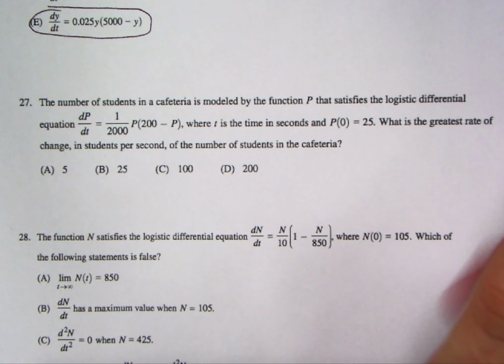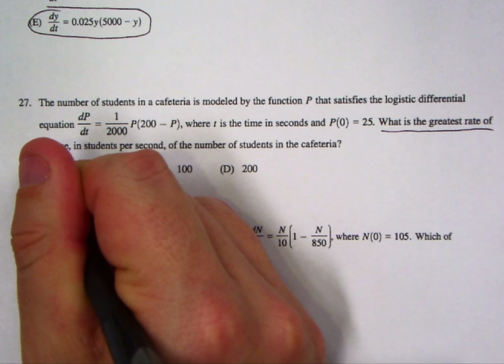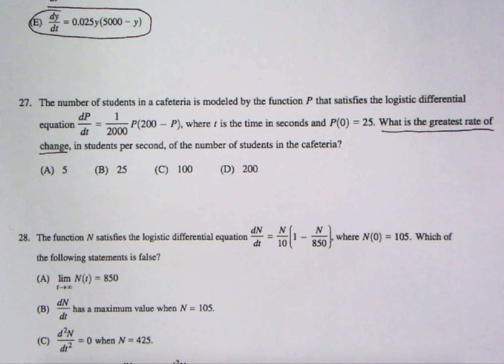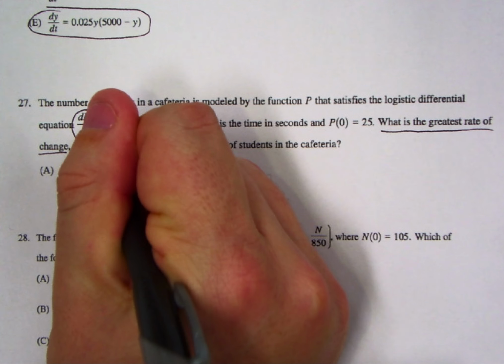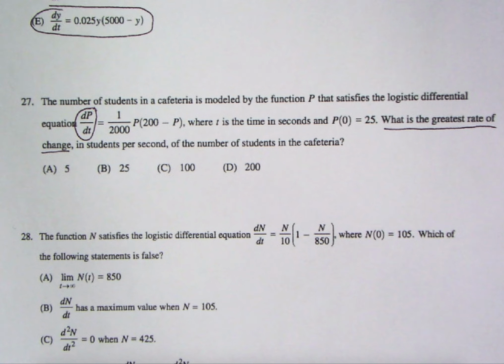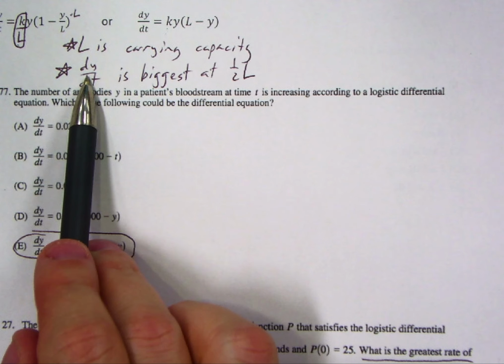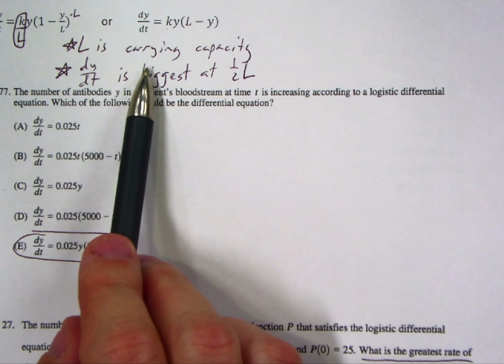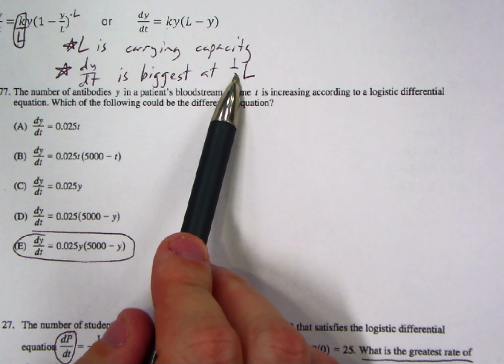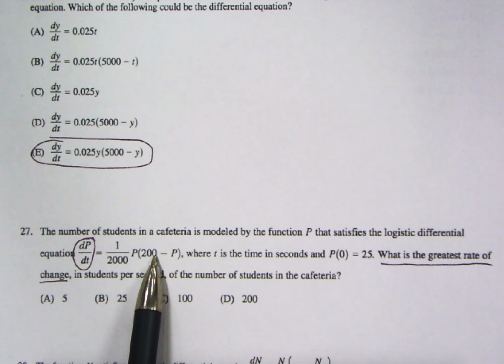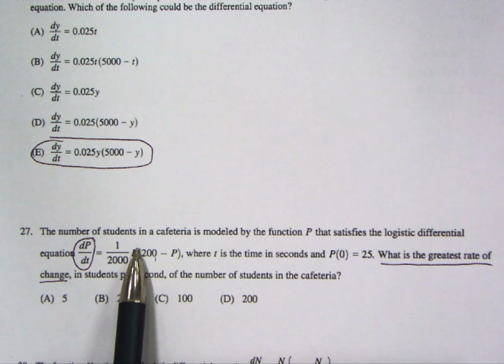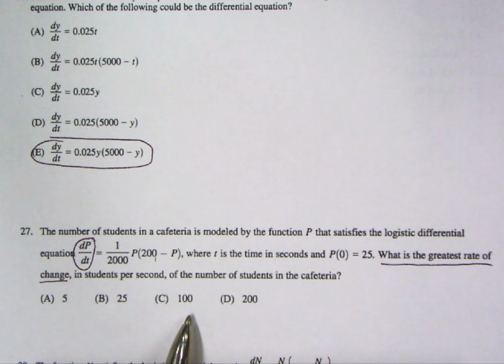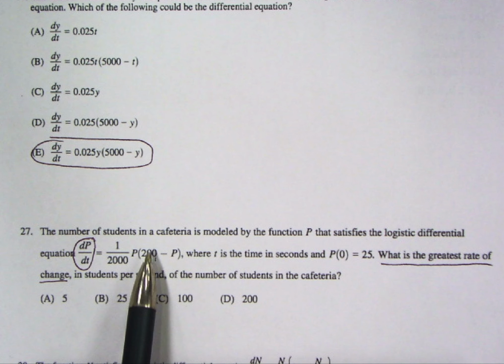So understand the question here. It's saying, what is the greatest rate of change? They're basically saying, what's the biggest value of dP/dt that we would get? Well, this is us using the second key idea here. The rate of change is always the biggest at half of L. Well, L is this 200 value right here. The trick answer on this problem is 100. That's the trick answer. The greatest rate of change will happen at half of 200.